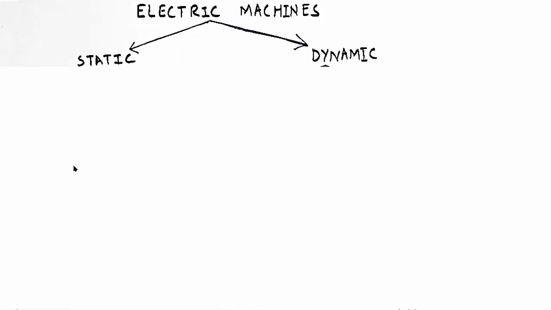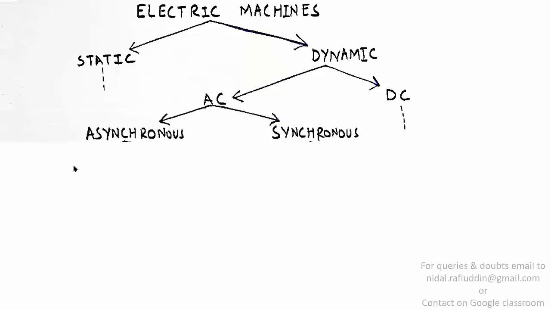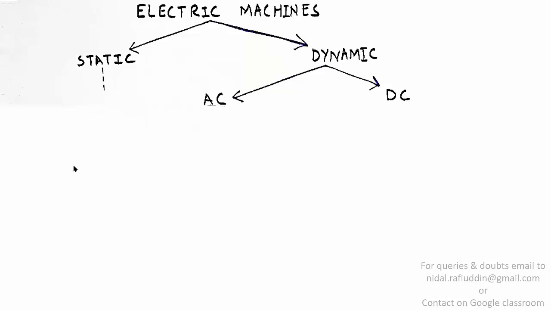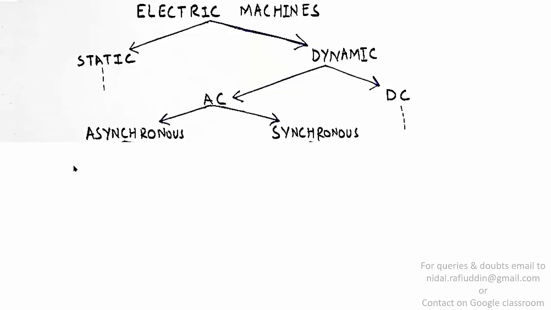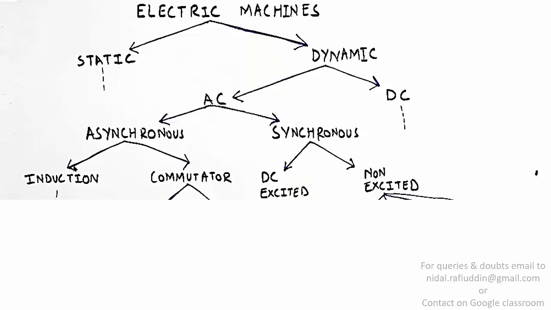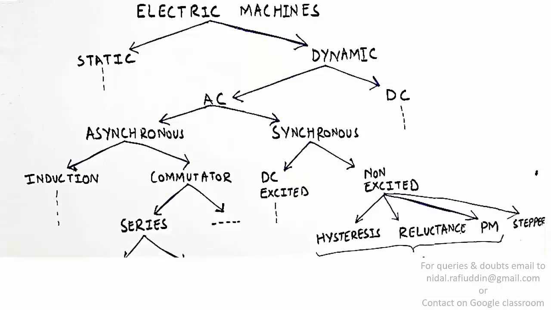We already learned that electrical machines are broadly classified into static machines and dynamic machines, which are further classified as AC and DC. DC motors were already taught in Unit 2, while a part of AC motors is in Unit 3, and some of them in this unit. AC motors are further categorized as asynchronous and synchronous motors. Then you have further classification of asynchronous as induction type and commutator type, while synchronous as DC excited and non-excited type. Then they are further classified into more types.